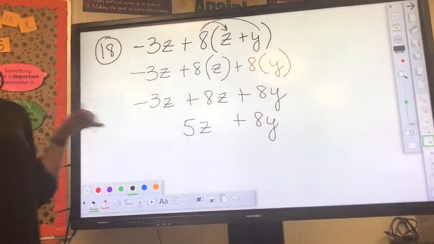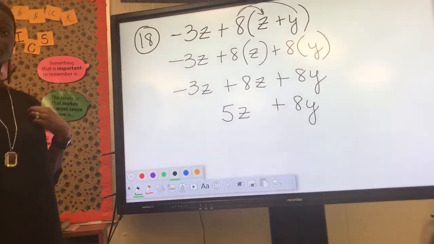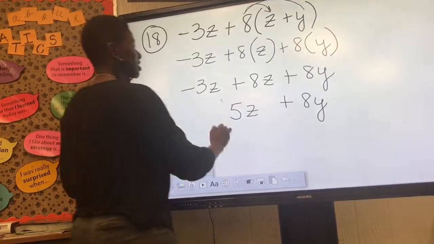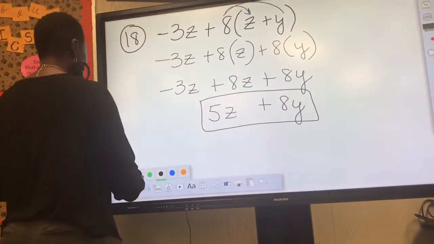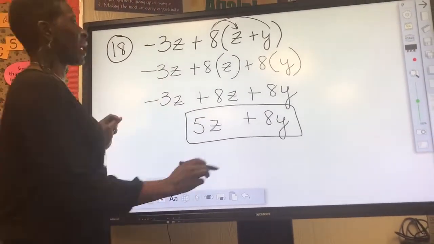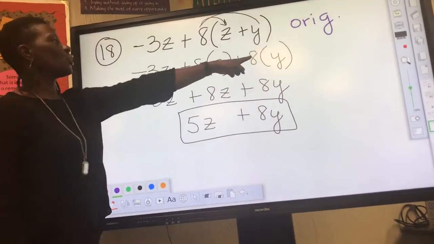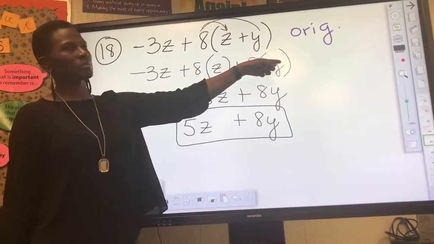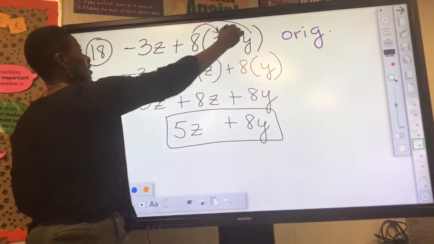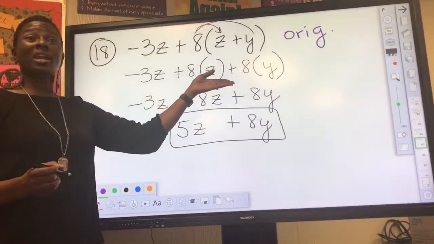Can I combine these two? No. Why not? Because they're not like terms. So this is going to be my answer, right? But now it also told me to justify the steps. So let's go back. This was the original problem, right? What did I do on this step? How did I get from here to here? I multiplied, right? What allowed me to multiply?